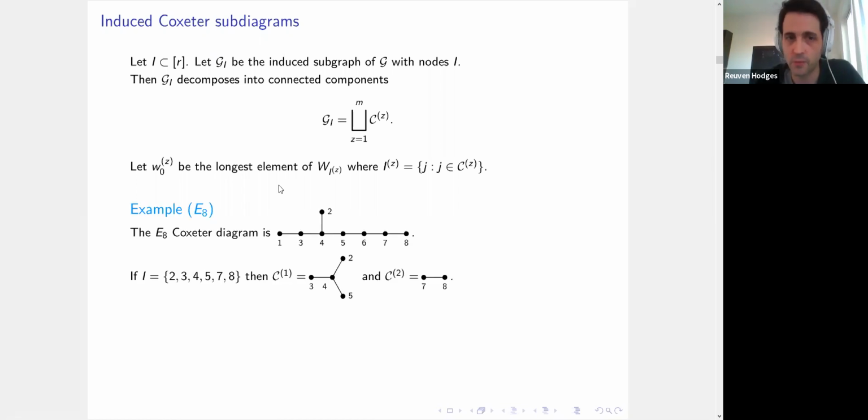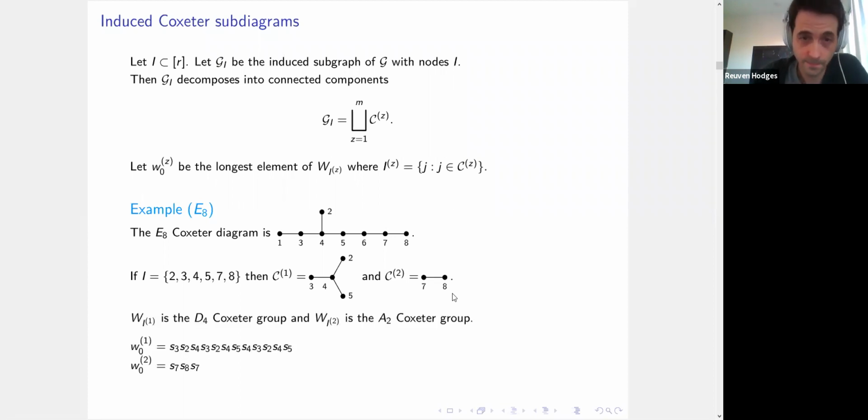So just as a quick example, you take the E8 Coxeter diagram, and let's say my I is going to be the set of nodes 2, 3, 4, 5, 7, and 8. So if I take the induced subgraph that you get from E8 on these nodes, you get 2 connected components. You get this 4-node connected component and this 2-node connected component. And the associated Coxeter groups that you get, well, associated to this first connected component, you get a D4, and associated to this second one, you get an A2.